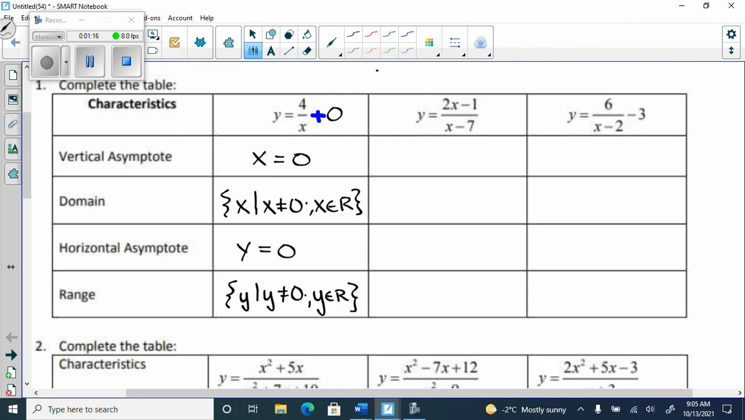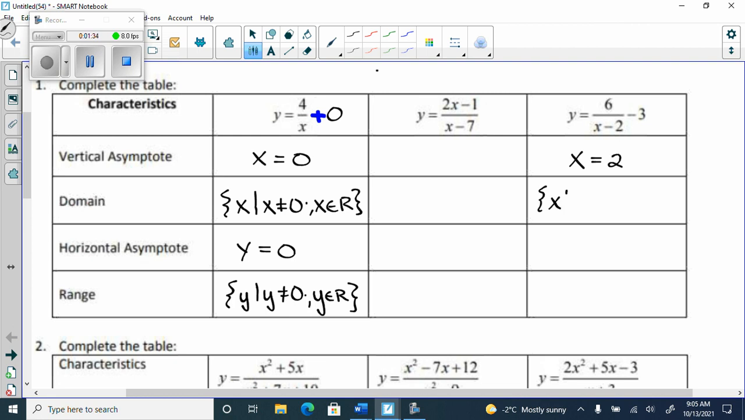Now I'm going to go to the third one next. The third one is in transformed form. We have 6 over x minus 2, minus 3, and I have just the number over top. So my vertical asymptote: I move 2 to the right, it's at x equals 0, so I'm going to move 2 to the right, so it's going to be at x equals 2.